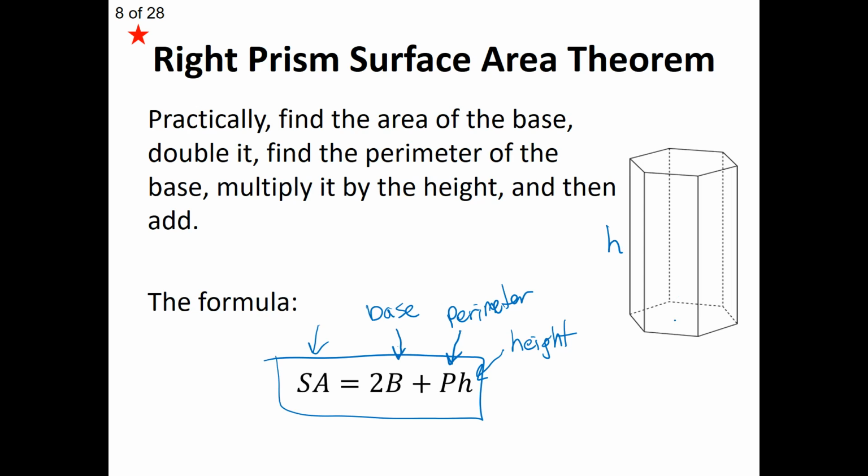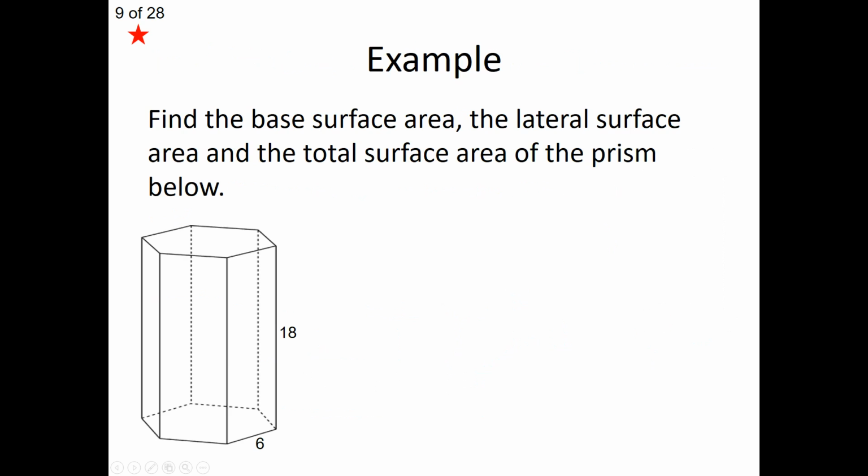So we're going to take the area of the base, we're going to take the perimeter around our prism, and we plug these into our formula. 2 times the base plus the perimeter of the base times the height, and that's going to result in the total surface area of the entire prism. So let's take a look at an example of using this. Below we have a right hexagonal prism, and what we're going to do is find the total surface area of this.